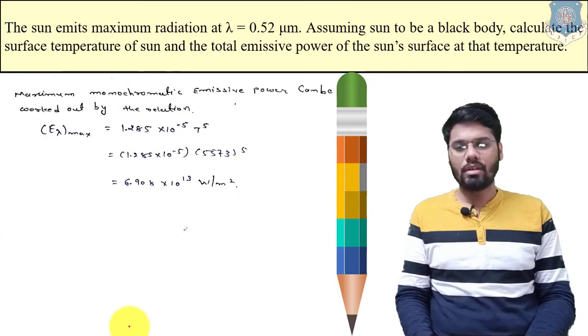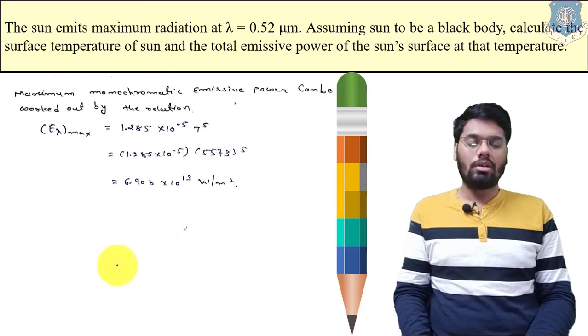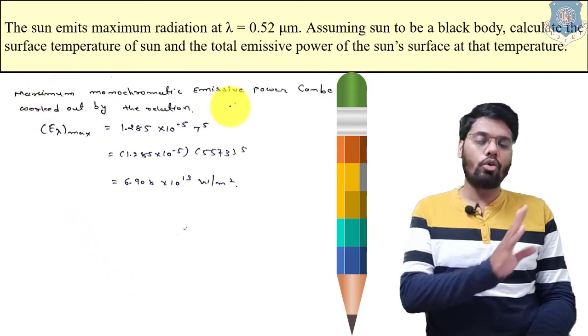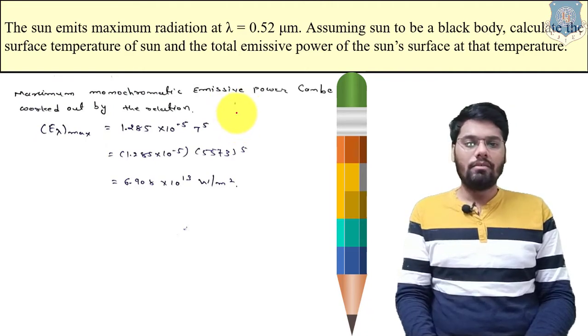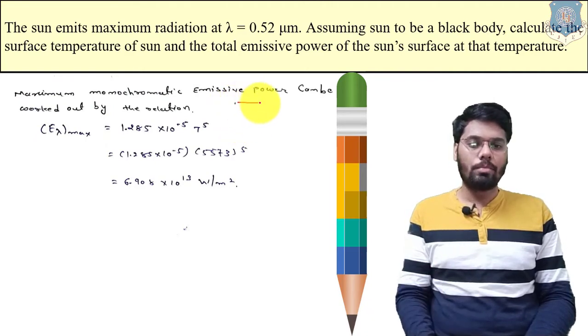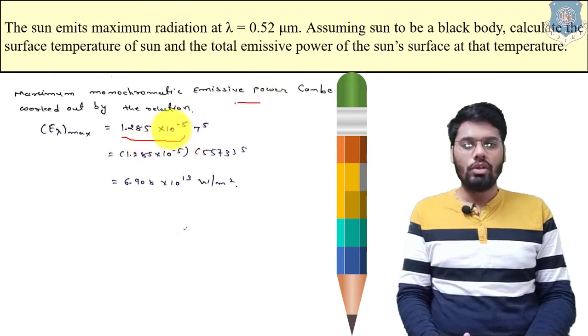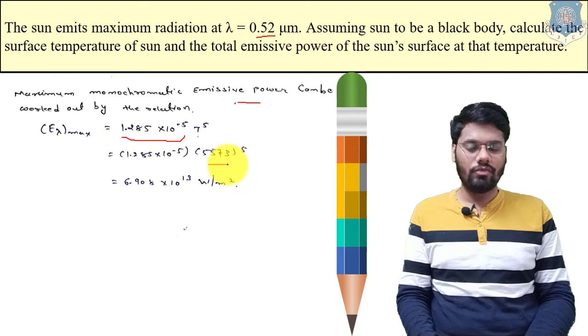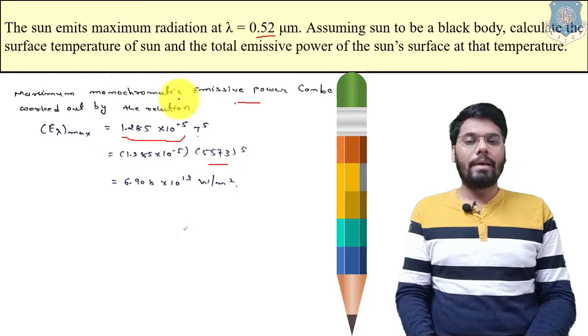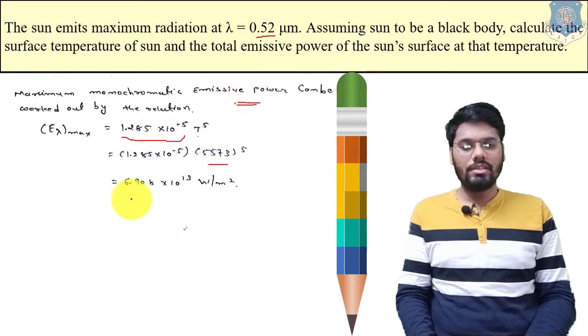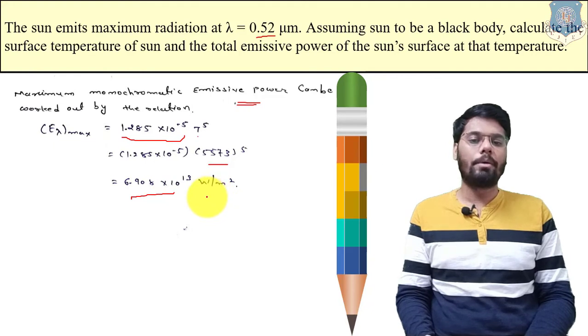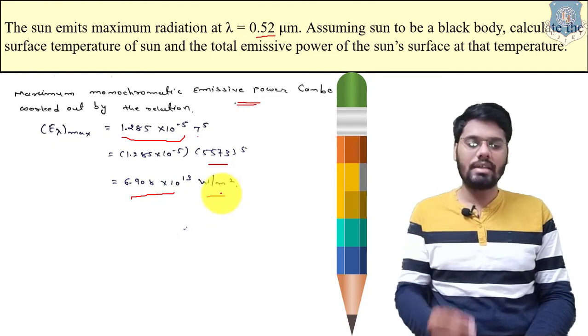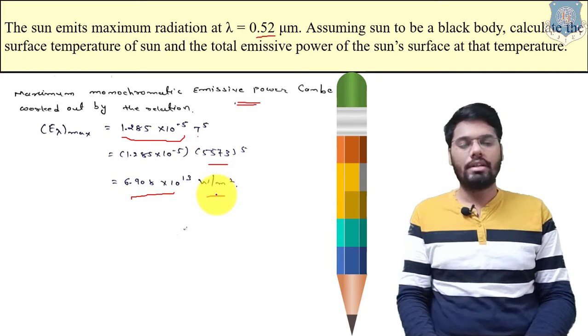If we want to find out the maximum monochromatic emissive power, then we have the equation for the maximum monochromatic emissive power: 1.285 into 10 raised to minus 5 into T raised to 5. So at this particular 0.52 micron wavelength, if we put the value of temperature which we got, 5573, we will get maximum monochromatic emissive power, which is 6.9 into 10 raised to 13 watt per meter square. If it is asked in the question, then you need to calculate this.